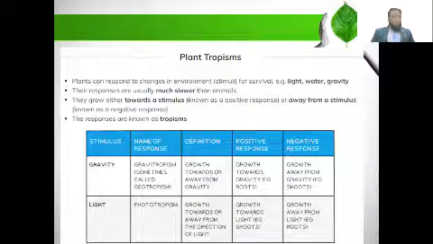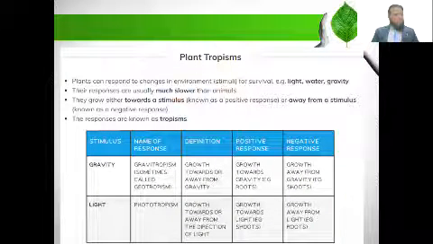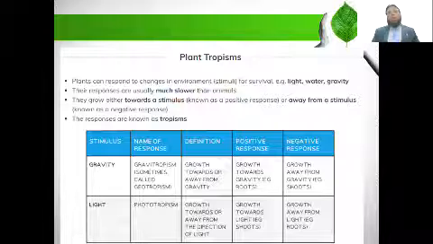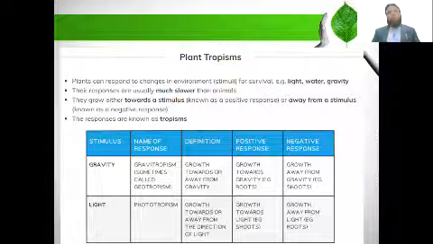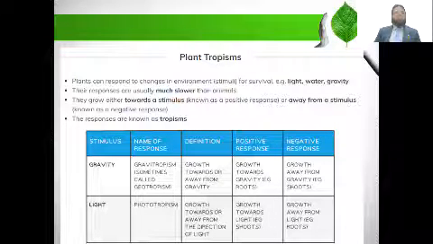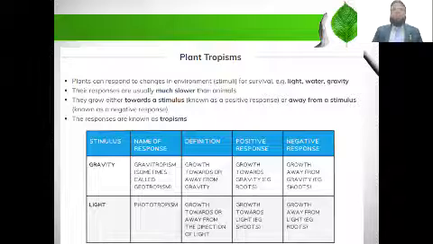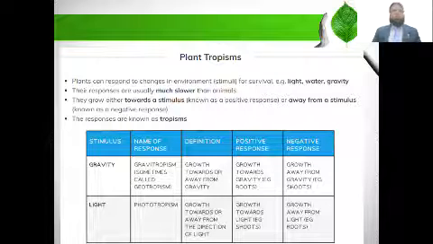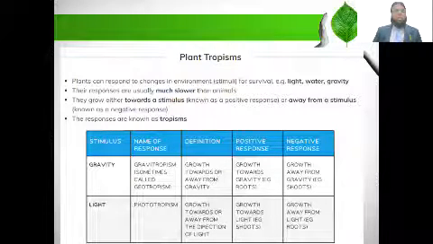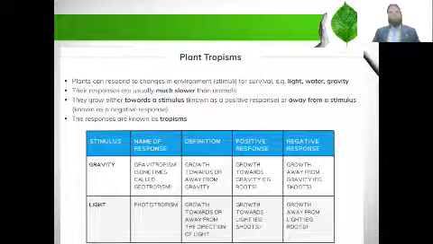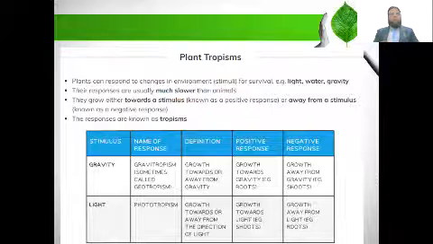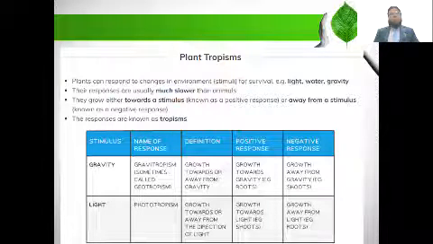Now, one more topic, because this is a very big topic. One more subtopic is plant tropism. Tropism is basically the movement of a plant due to some stimulus. And what is the stimulus? The stimulus might be gravity, or it might be light.